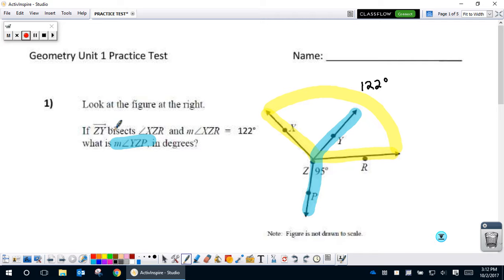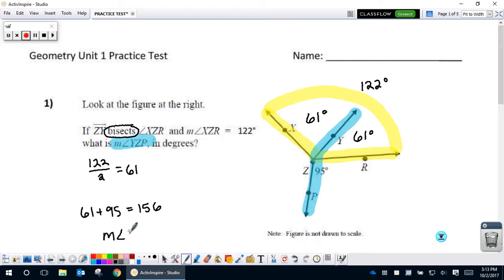So the first thing we have to remember is that an angle bisector splits the angle in half. So you'd have to figure out 122 divided by 2 is 61. So each part of angle XZR is 61 degrees, and now when you go to find the measure of angle YZP, you have to do 61 plus 95 to get 156, and when you write your answer, it's best to write it as the measure of angle YZP equals 156 degrees.